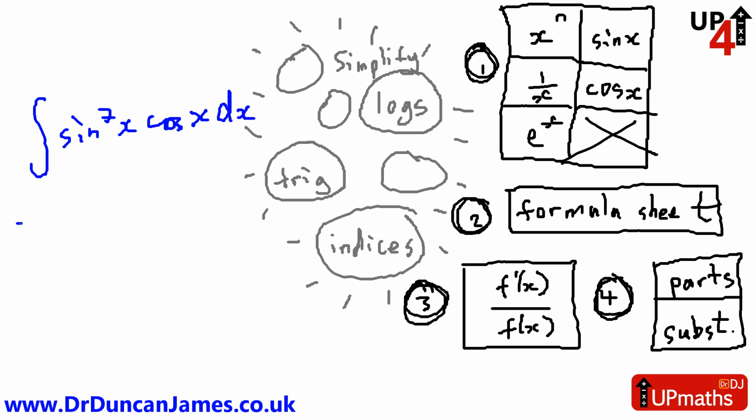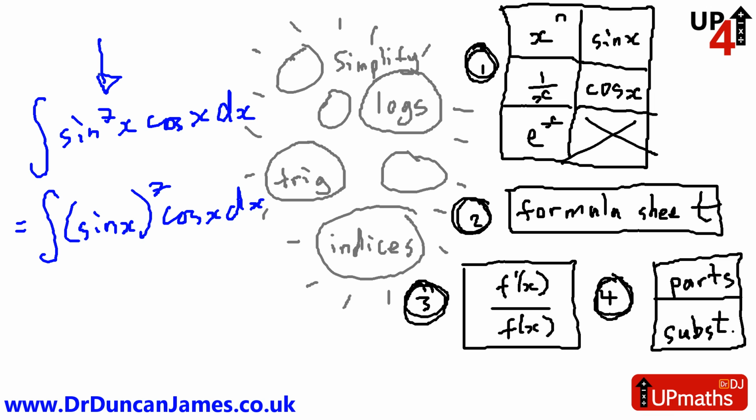So, that actually means this: sine x to the power 7, times cos x. That's what that 7 means. That 7 in there is a shorthand. It's just saving us from writing brackets.